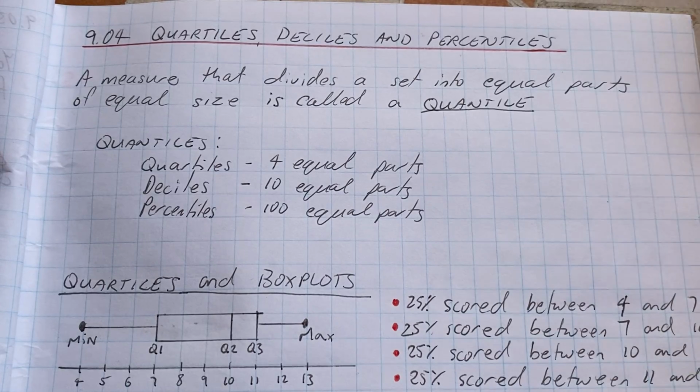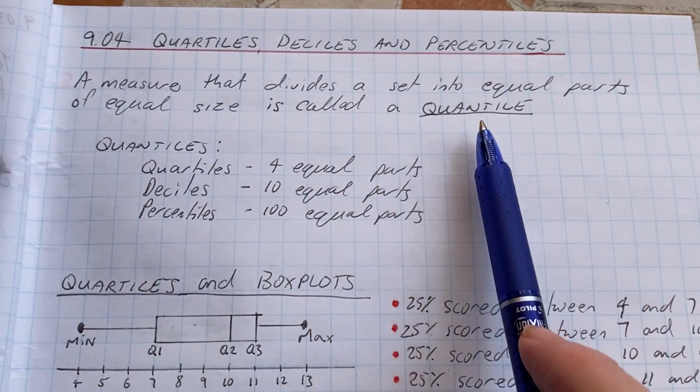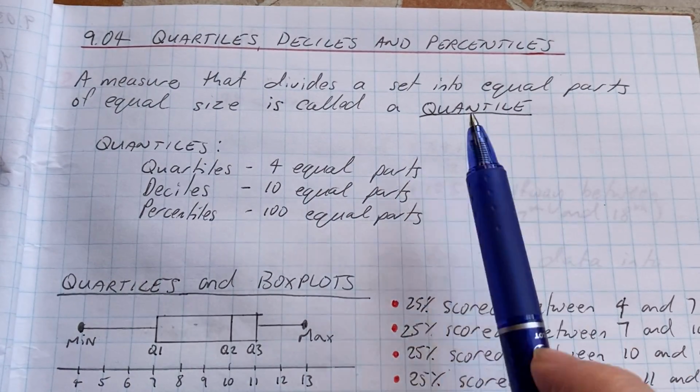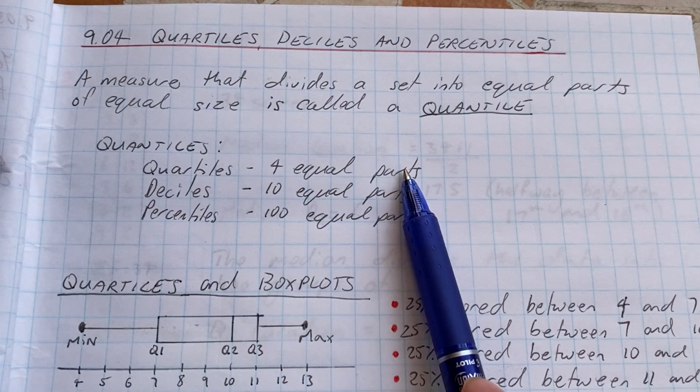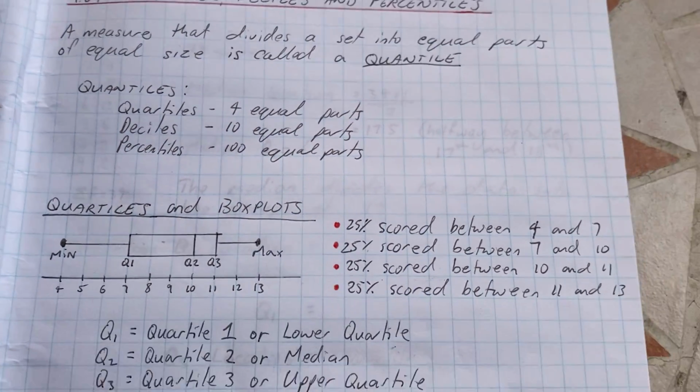Okay, exercise 904 is on quartiles, deciles and percentiles. So these collectively are referred to as quantiles. A quartile divides data into 4 equal parts, deciles into 10, and percentiles into 100 equal parts.